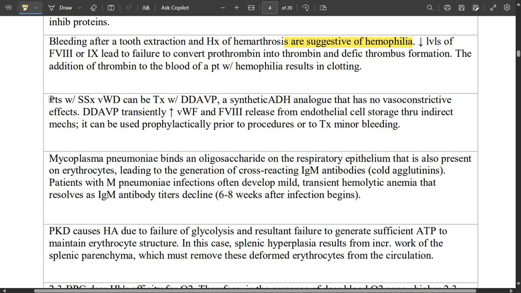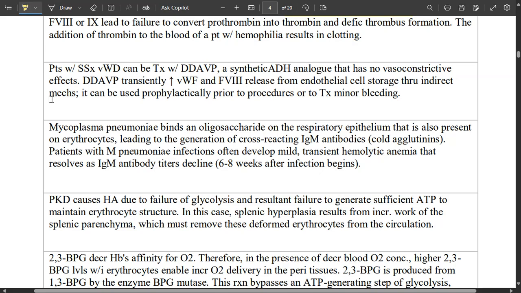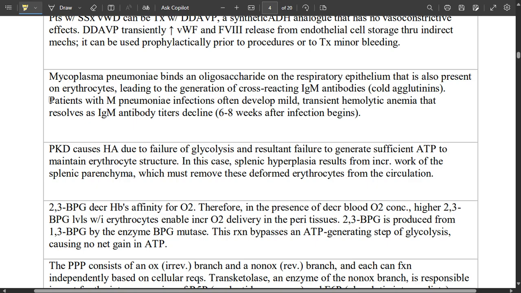Von Willebrand factor binds to platelets by the GP1B receptor, but in von Willebrand disease there is no von Willebrand factor, or the von Willebrand factor present within the endothelium is non-functional. So when desmopressin is given, it increases the vWF and factor 8 released from the endothelial cell storage through an indirect mechanism. So factor 8 is also activated, and von Willebrand factor is also released. Thus, it is used prophylactically prior to procedures and to treat minor bleeding.